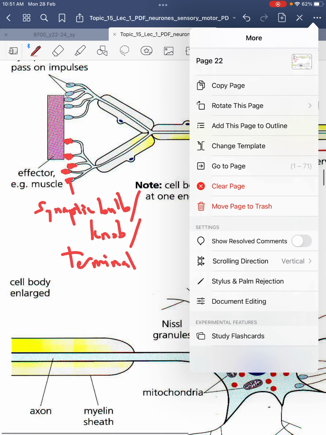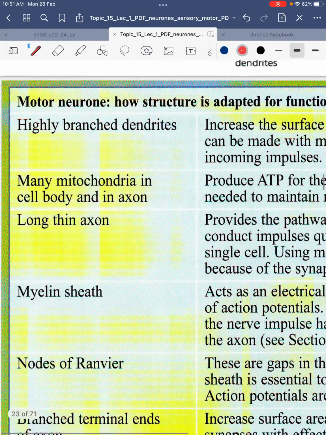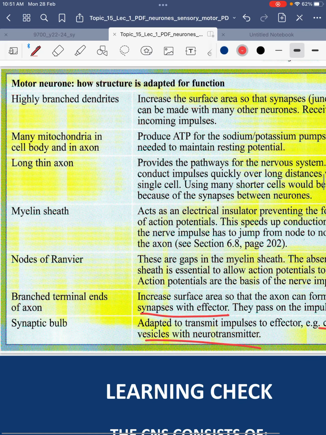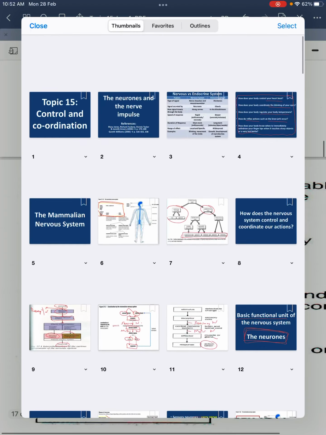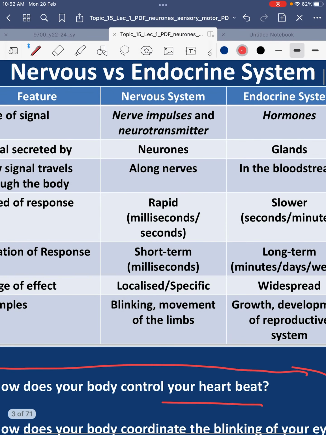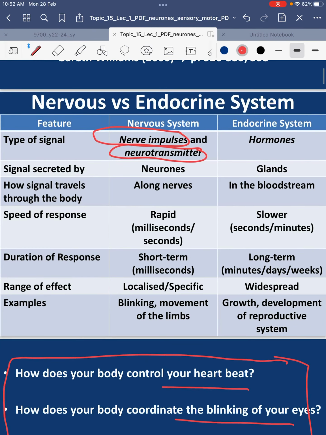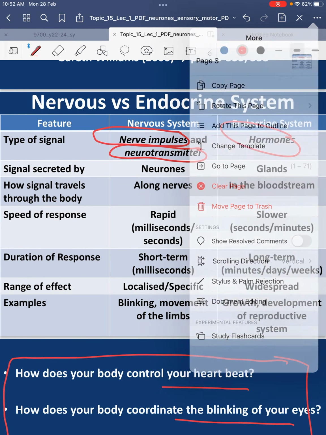And now we come across the word neurotransmitters. So that's why in the earlier lectures, when we looked at the table, we mentioned nerve impulse or electrical impulse, and then neurotransmitters. So these are the chemical substances that are being used here in the nervous system, as compared to the endocrine system. It only uses the term hormones.